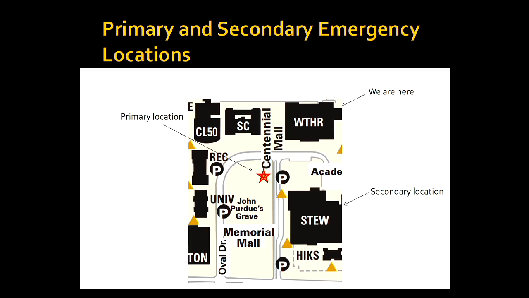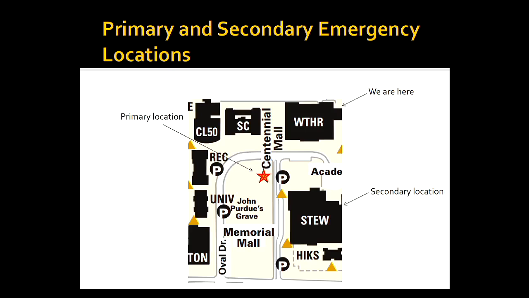So here's a map showing the primary and secondary evacuation locations. We are in weather row, upper right of that map. Secondary location, in case of bad weather, Stewart Center. The primary location is where that red star is. That's at the Phoenix sundial.